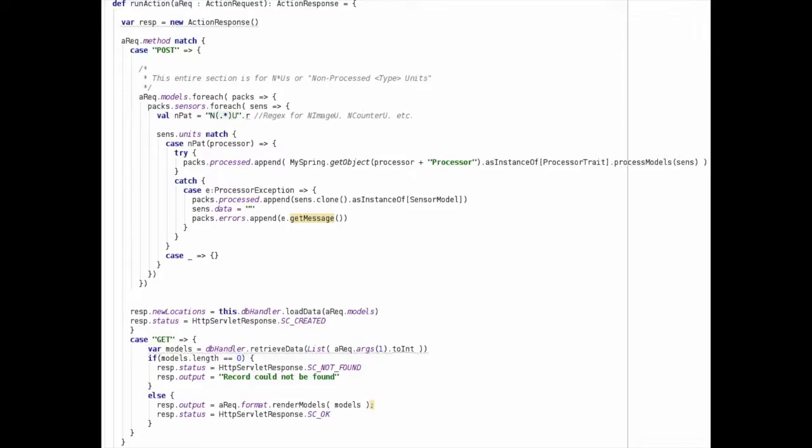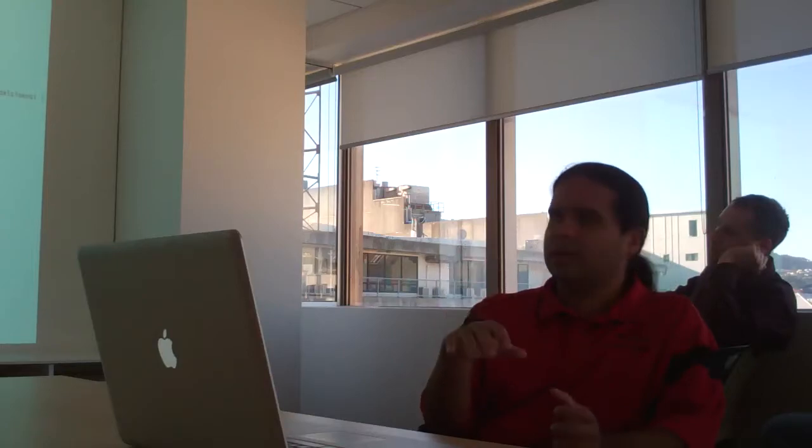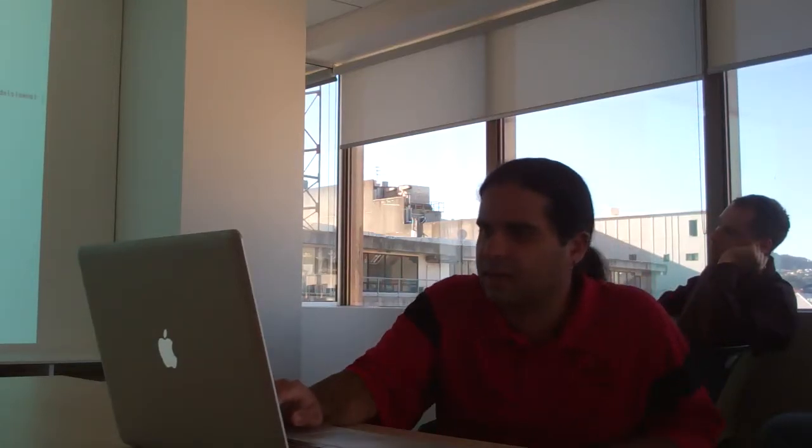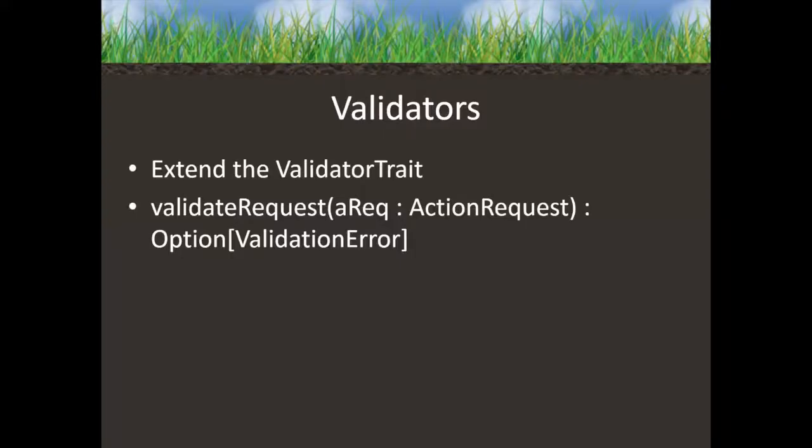So here's just another example of an action. Here's one that has a post and a get. And we're doing the same type of thing where we're looking through, seeing our arguments. And so there's no validation in either of these two. And so validation is kind of out on its own. I add in validation. So there's a validator trait that has one function called validation request. It takes in the action request.